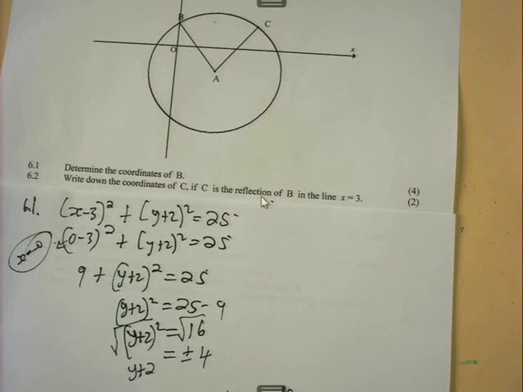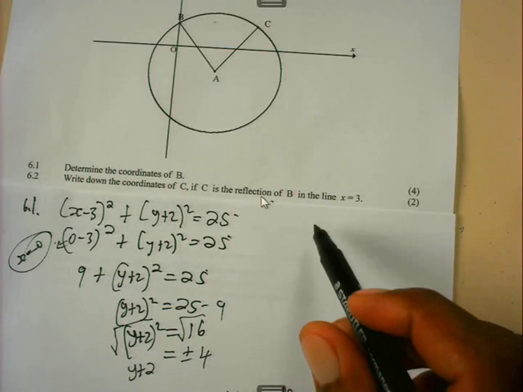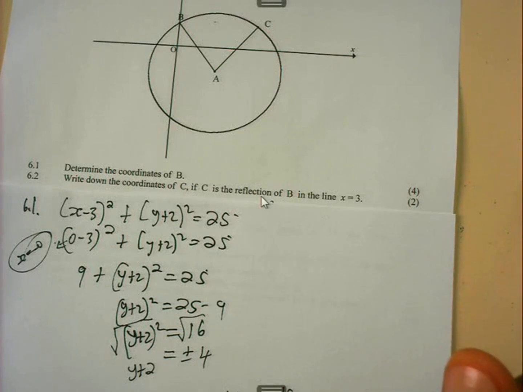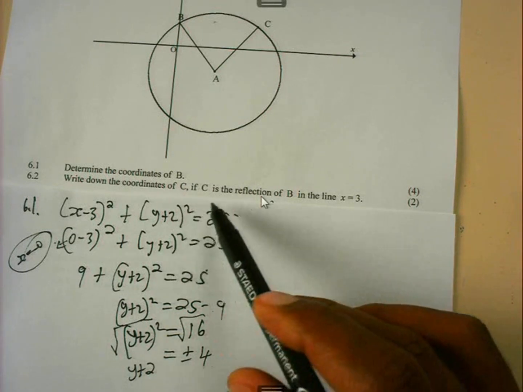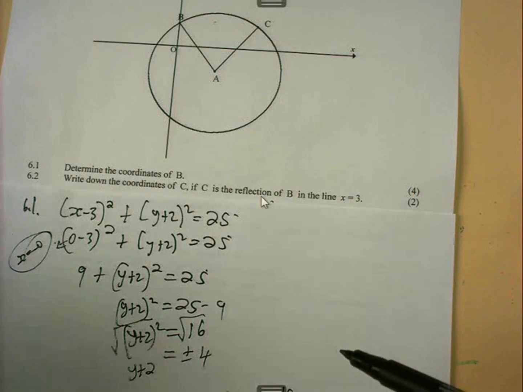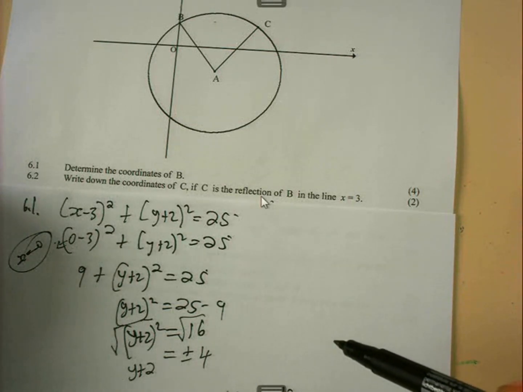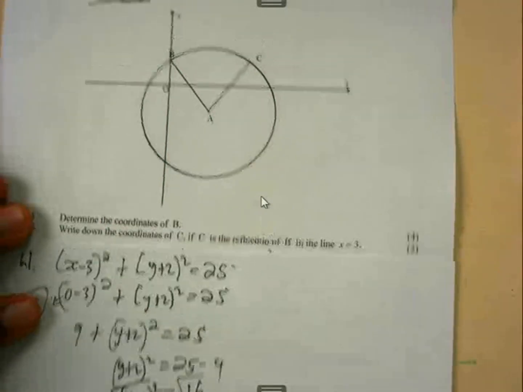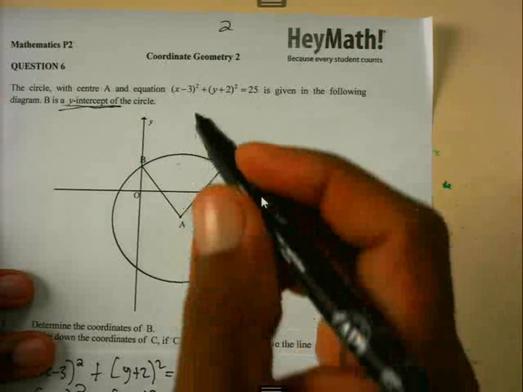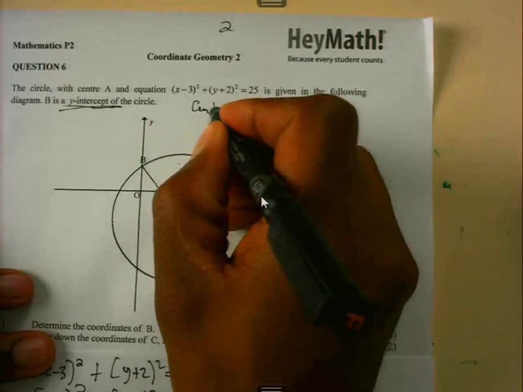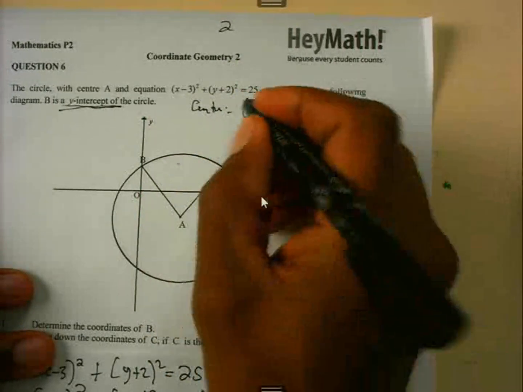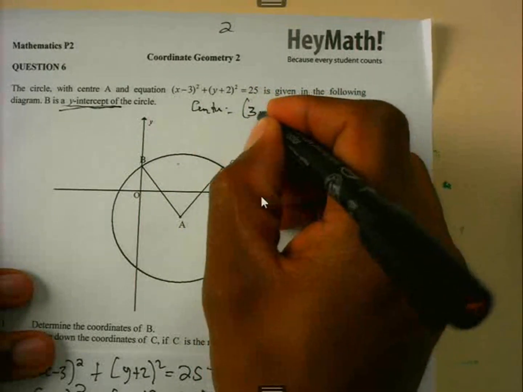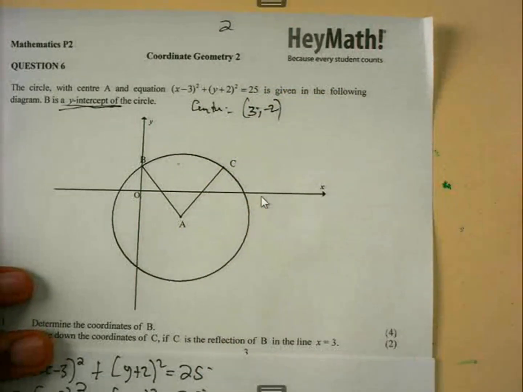6.2 says write down the coordinates of C if C is a reflection of B in the line x is equal to 3. Right. Now, what is it that you are going to do here? Very important here that we must look at this. What is the center of this circle? The center of the circle is 3 as well as minus 2.